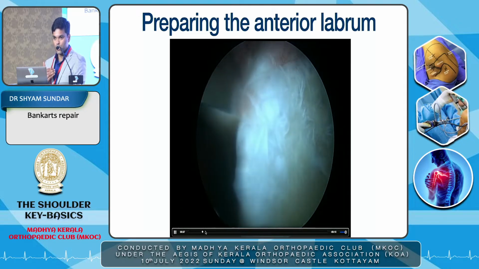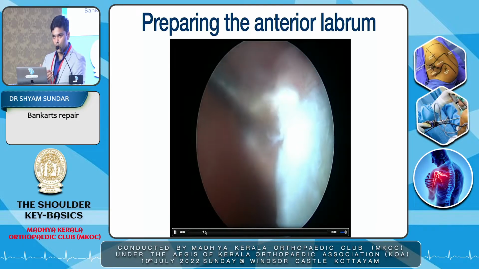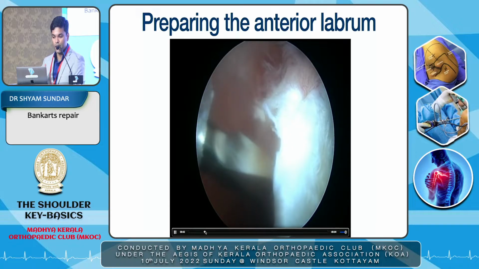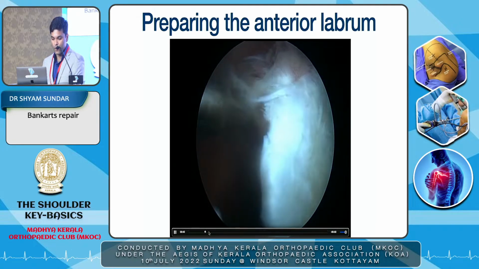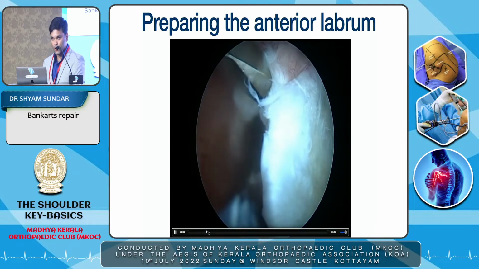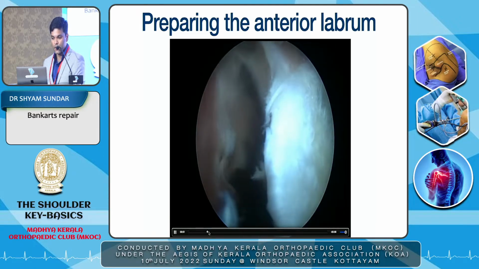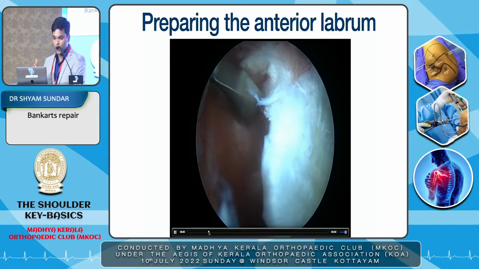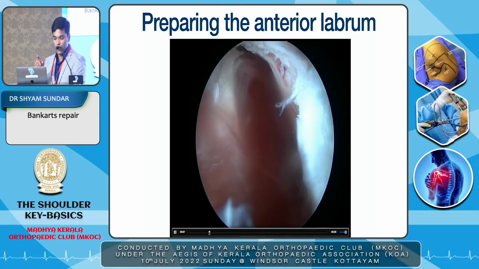Go from proximal to distal, that is from almost the 1 o'clock position to the 6 o'clock position, so that it will be easy for you to release the labrum from the anterior surface of the glenoid. Now how much to release? You keep releasing as much as you are able to see the normal labral tissue. In this case, the normal labrum was seen only at the 6 o'clock position.